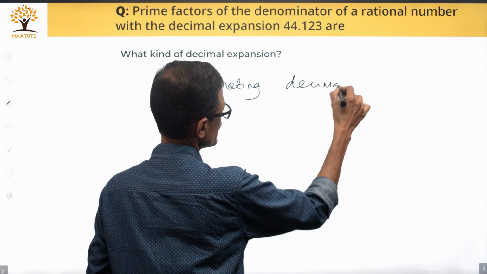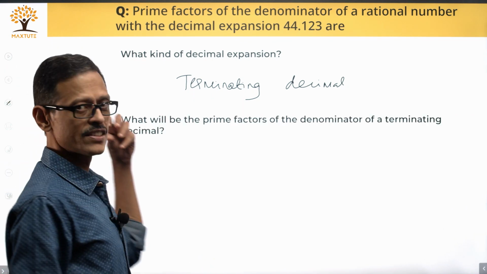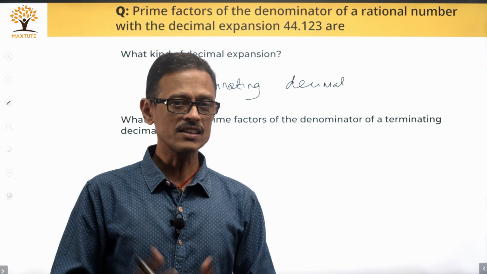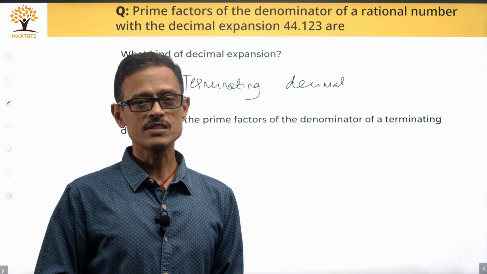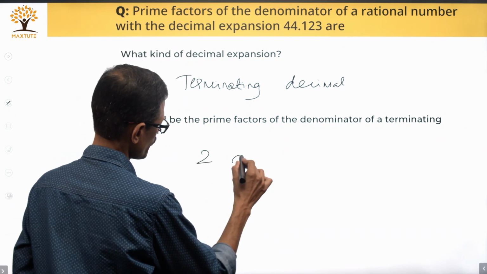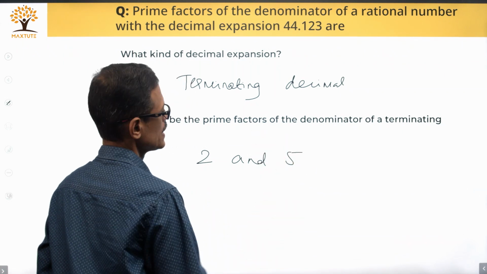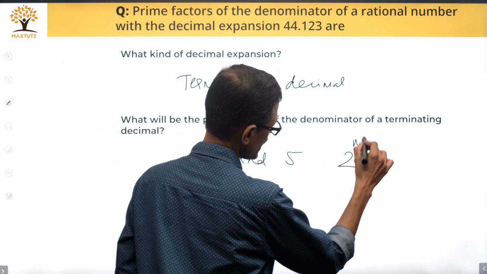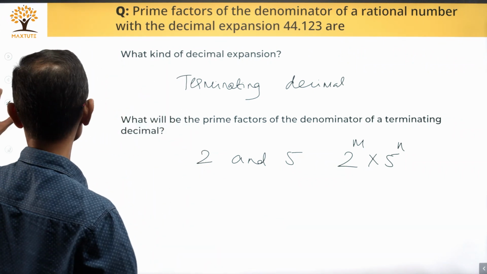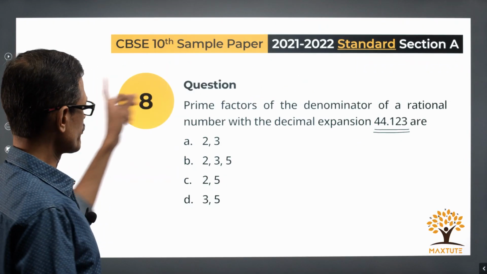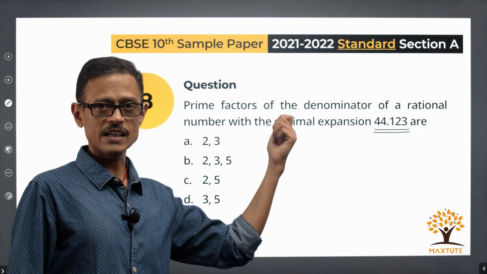For any terminating decimal, when you prime factorize its denominators, what are the prime factors that you will see in the denominator? For any terminating decimal, the prime factors that you will see in the denominator will be 2 and 5. You will not find anything at all. The denominator will be of the form 2 raised to the power of m times 5 raised to the power of n. Quickly go back to the answer options and see what is our correct answer. What are the prime factors that you will see in the denominator of the decimal expansion?